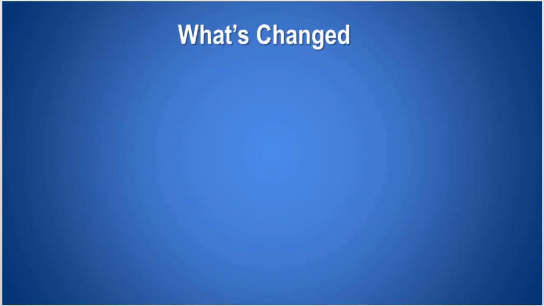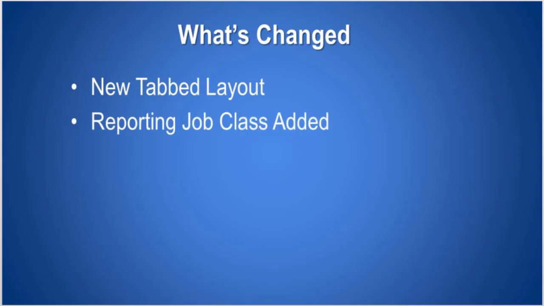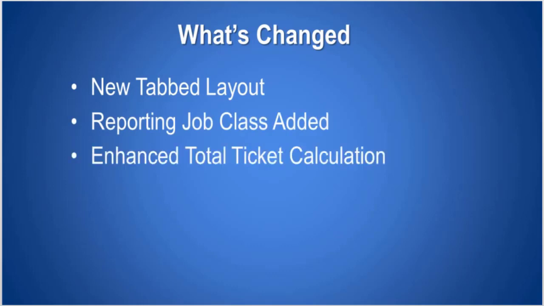If you've been using the job summary form in the past, you'll notice some changes. We've added a new tabbed layout to make access to the data a little bit easier. We've also added a field called Reporting Job Class. We've enhanced the total ticket calculations to take a little bit of the burden off you. And we've added a new section for tech credits.